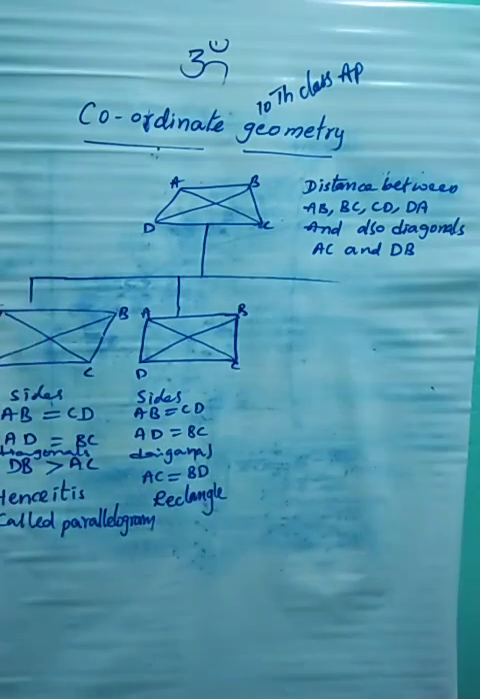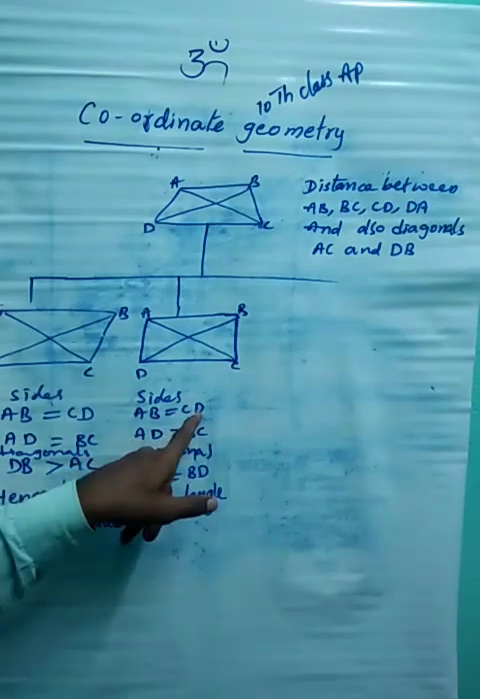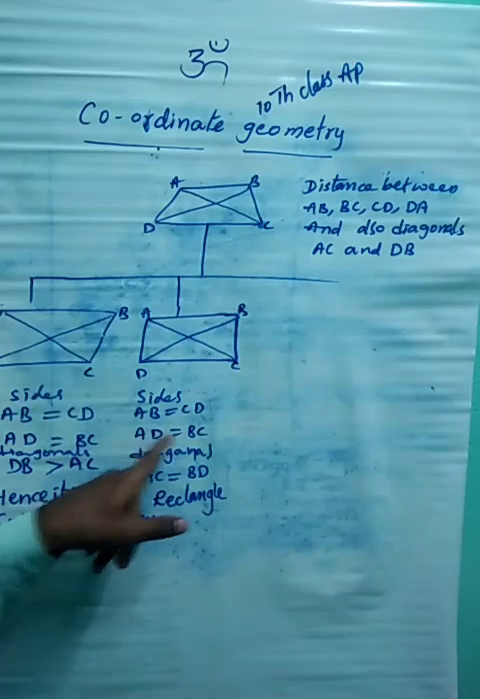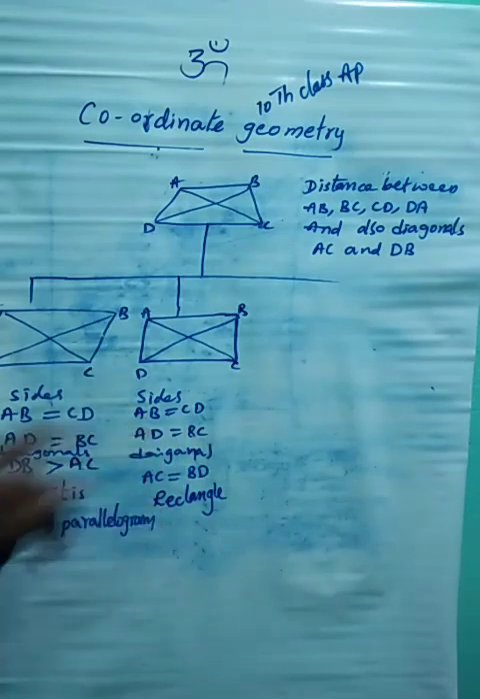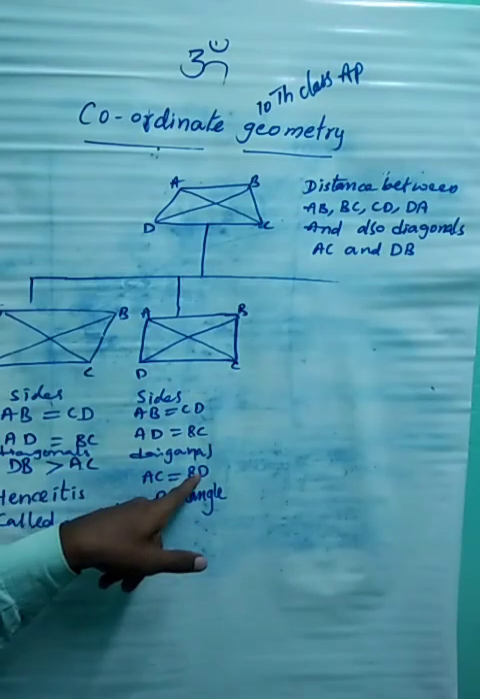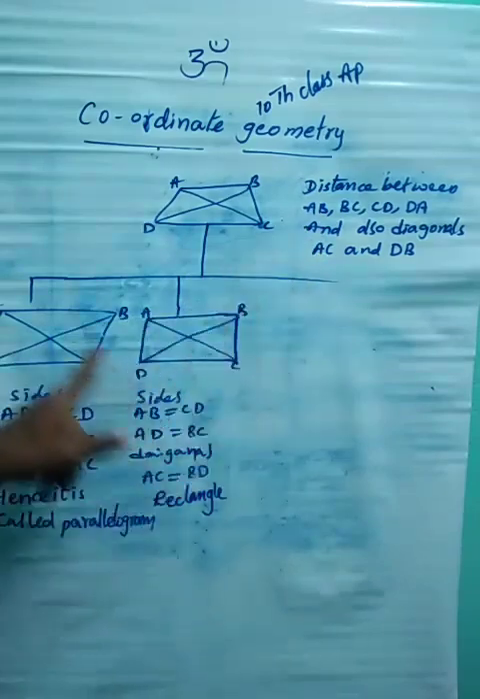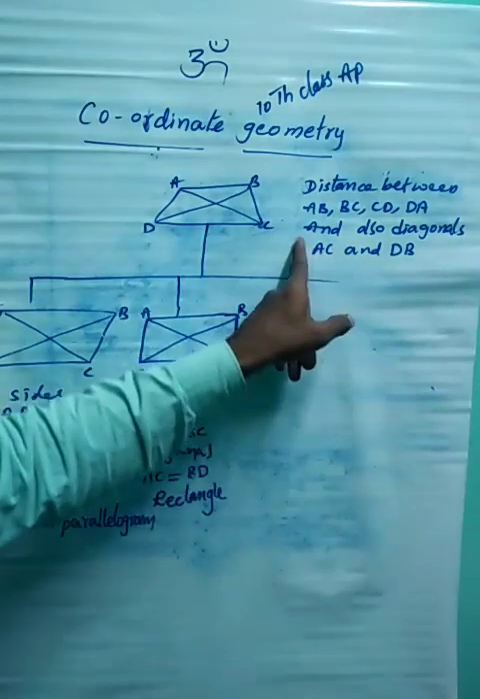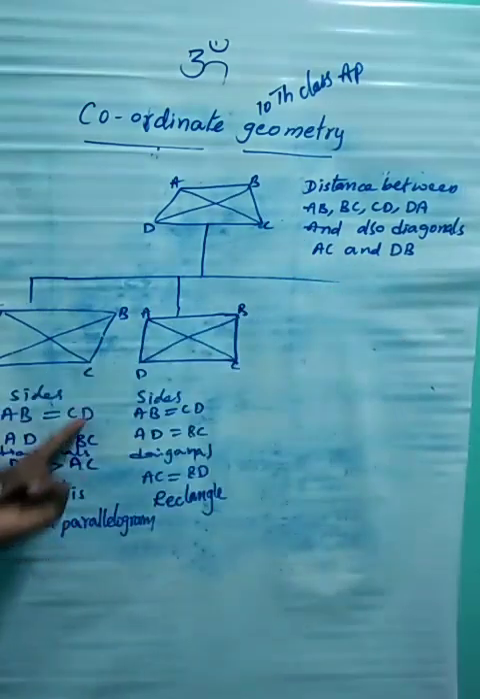Observe carefully. First you need to find the distance between AB, CD, AD and BC. When two are equal and the other two are equal, this means opposite sides are equal. Also find AC and BD. Any quadrilateral has four sides, and we need to find six distances: four sides and two diagonals.